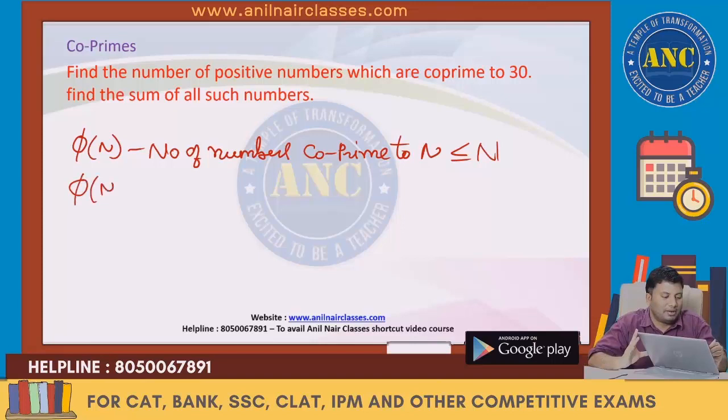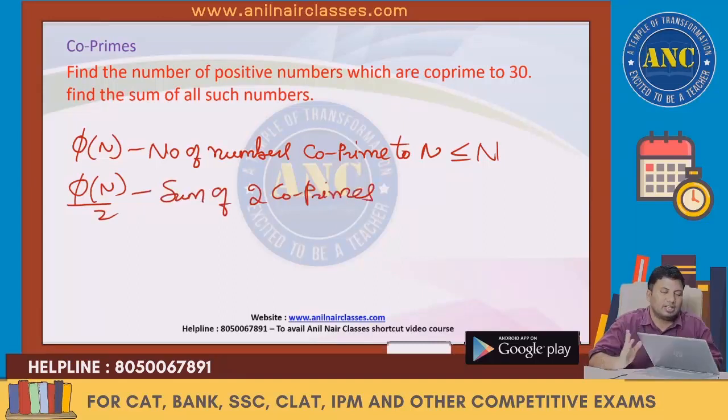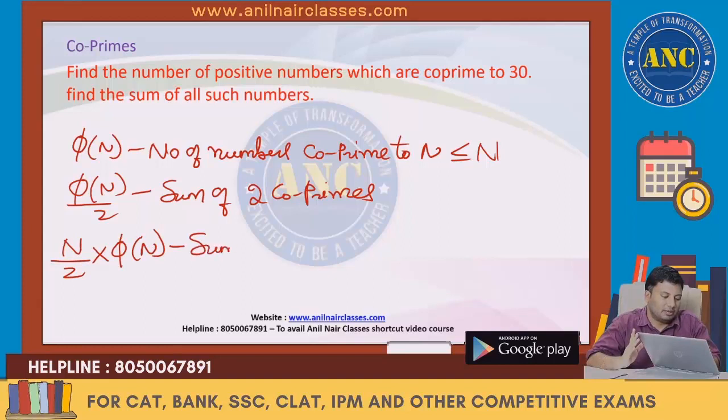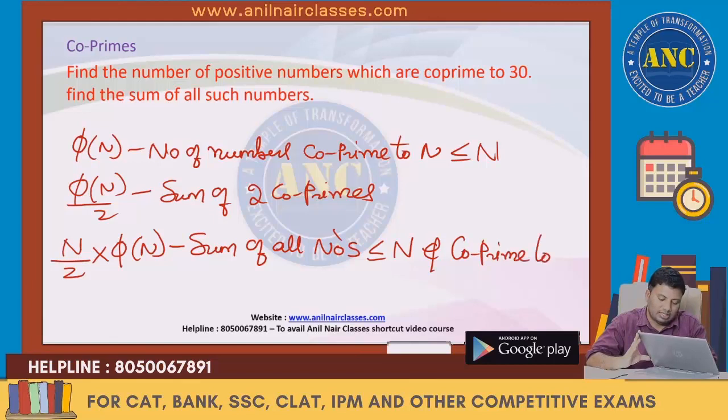Phi of n by 2 will represent the sum of two co-primes, that is, in how many ways can you write the number as a sum of two co-primes? N by 2 into phi of n is nothing but the sum of all the numbers that are less than or equivalent to n and co-prime to n.